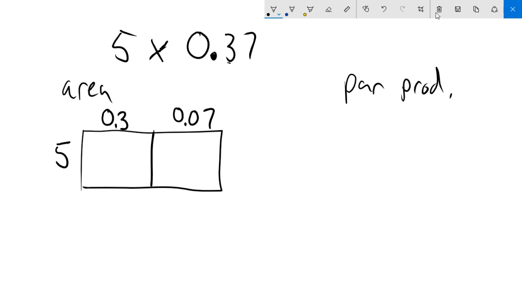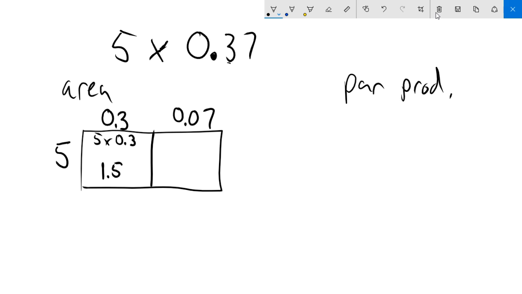Now, inside of this part of the rectangle, I'm finding the area of this one. So it's the length and the width. It's 5 times 3/10. And this is what you did yesterday. You were able to do this relatively easily. 5 times 3/10. 5 times 3 is 15, and 15 times 1/10 would make it 1.5.